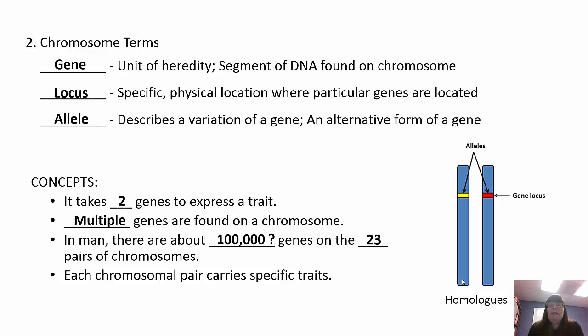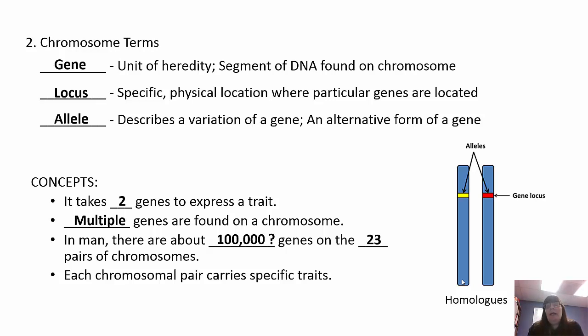Multiple genes are found on a chromosome. In man, we used to think that we had about 100,000 genes because we used to say, well, we're the smartest, most complex creatures on Earth. We have to have a lot of genes. What we found with the Human Genome Project, though, is that we still do not exactly know how many we have, but we know it's a lot lower than that 100,000. We know it's closer to about 23,000, 24,000 genes.